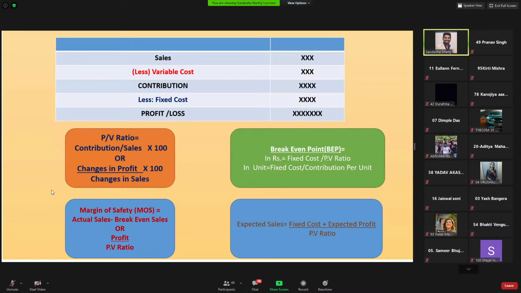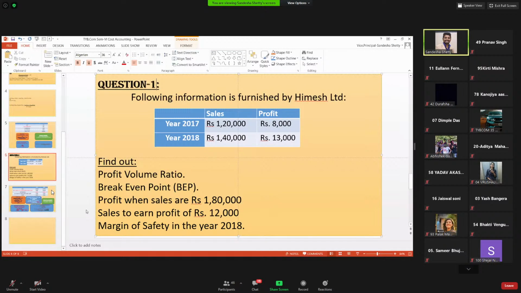Yeah. So can you see, just a minute. Can you see question number 1? Following information is furnished by Himesh Limited. Can you see question number 1?